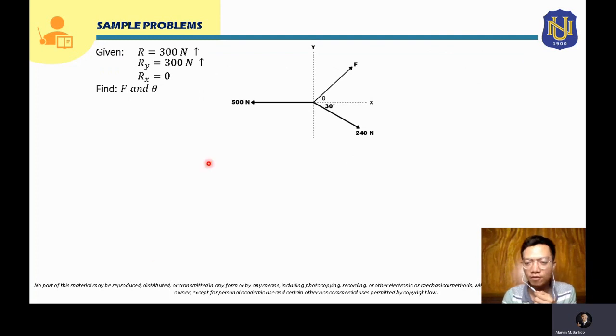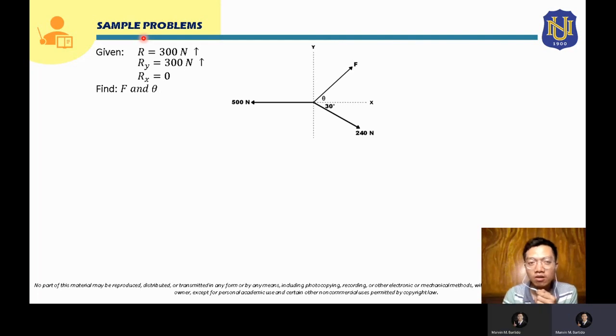So as I've mentioned, for our given, the given is the resultant, which is 300 Newton, and it points along the y-axis upward.